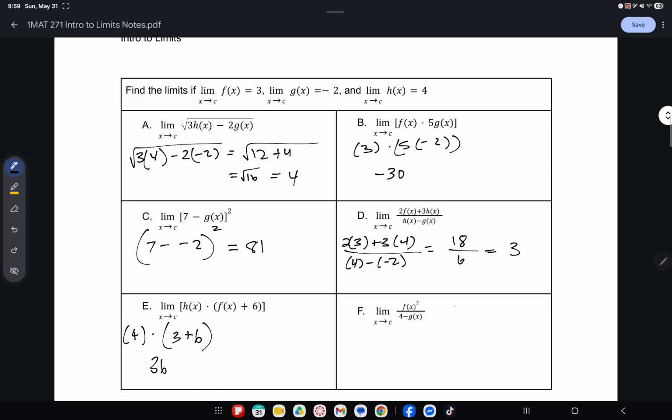All right, so limit for f and then squared. So that's 3 and then squared. 4, that's a constant, so the limit will be the constant itself. And then minus g, which was negative 2. So 9 over 6, and we can reduce that to 3/2.